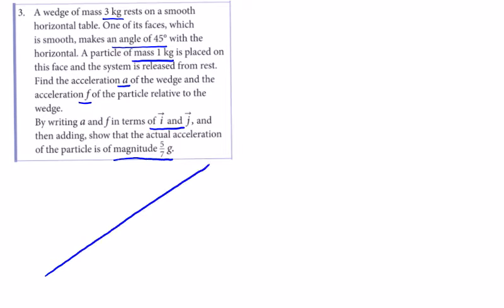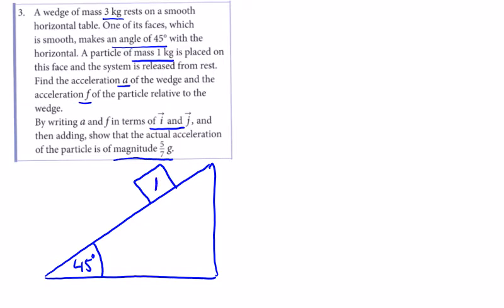Okay, let's do a sketch of what's going on here. 45 degrees. My particle of 1 kg. The acceleration of my particle is going to be F going down the slope, and the wedge will be A going to the right. I can put in my 1g here. I can put in g.